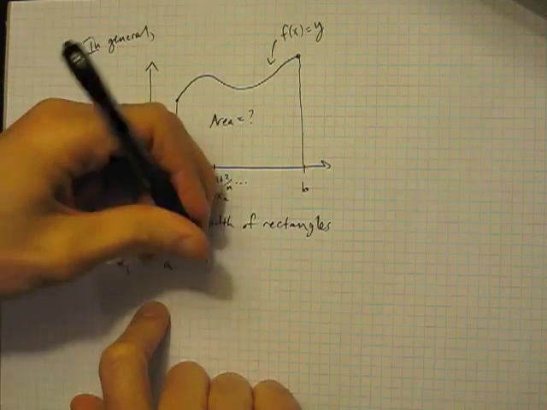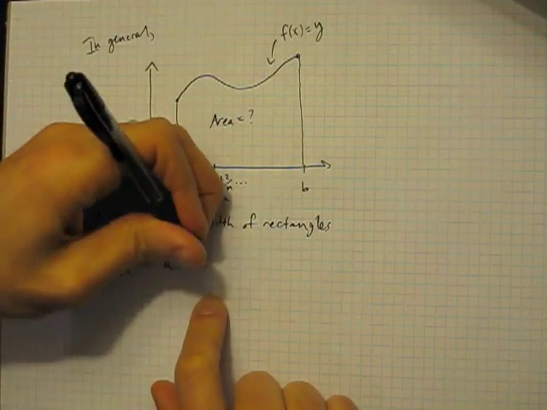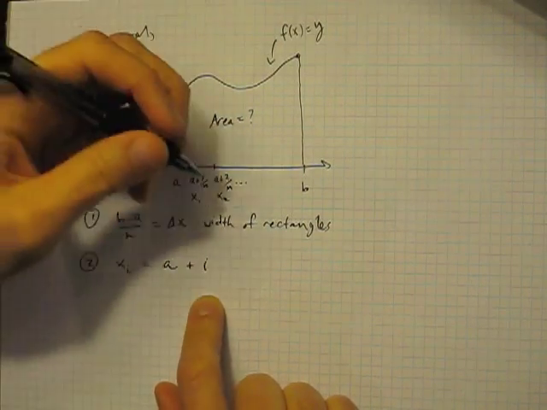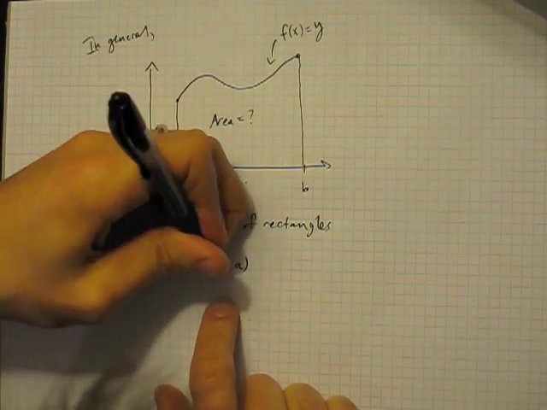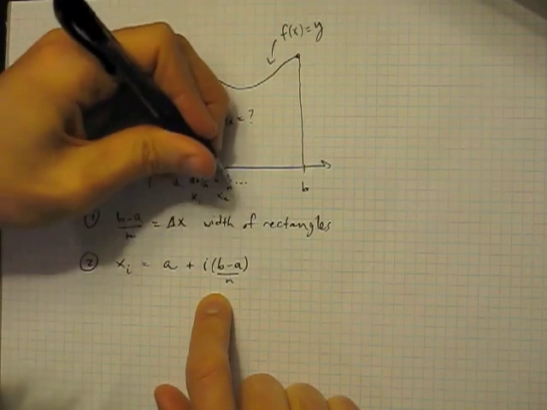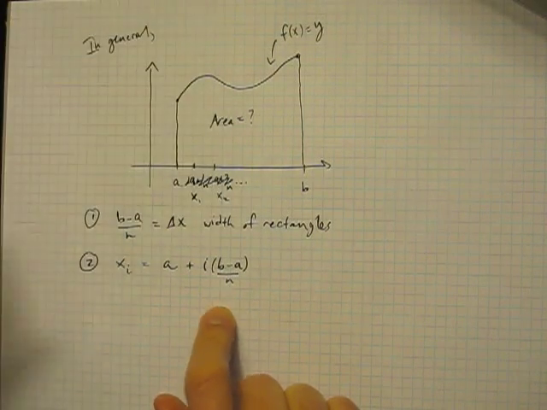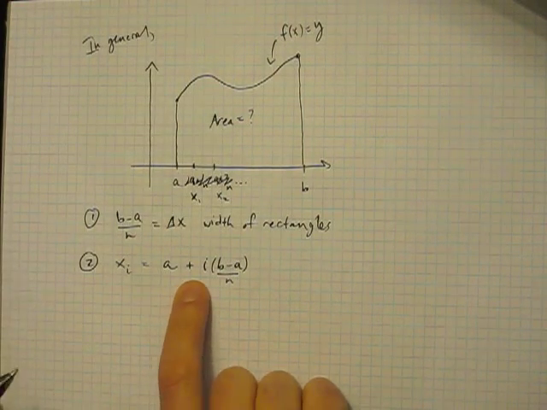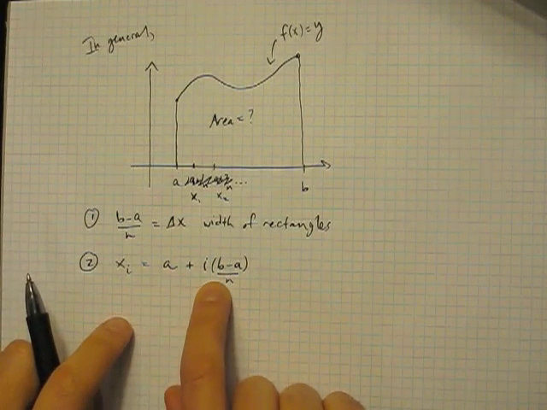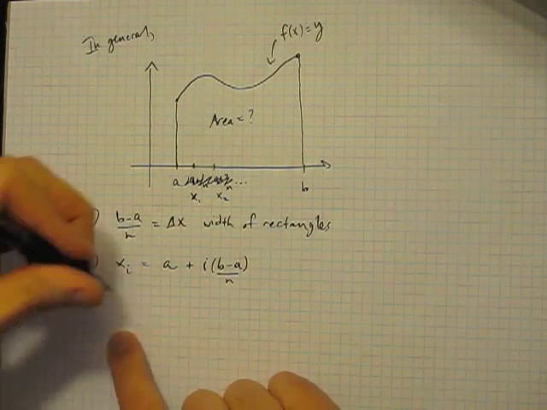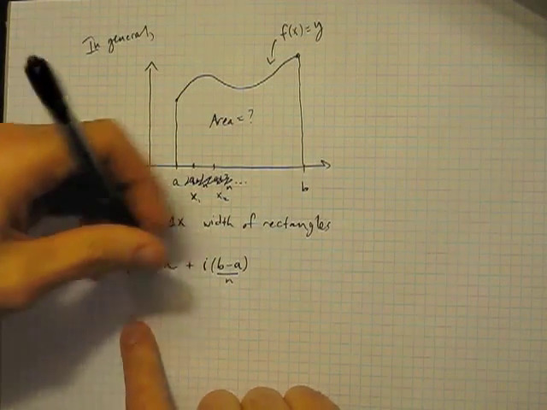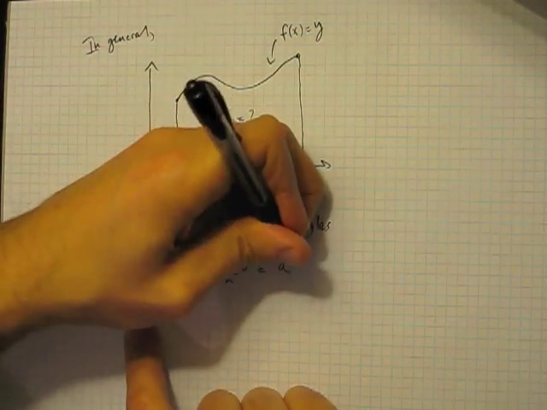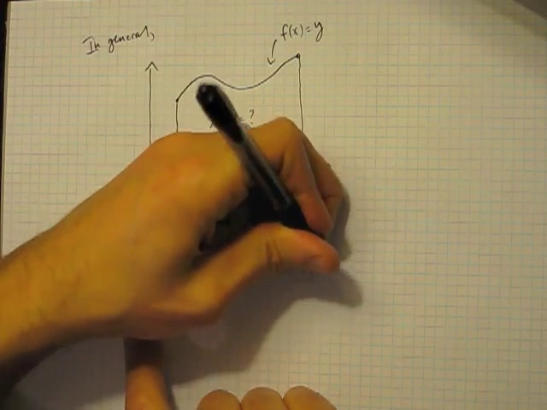a plus i times b minus a over n. I shouldn't write that. These aren't 2's and things. Well, we'll leave this as is. So a plus i times (b minus a) over n. So how does that work out? So this is a plus i times delta x.